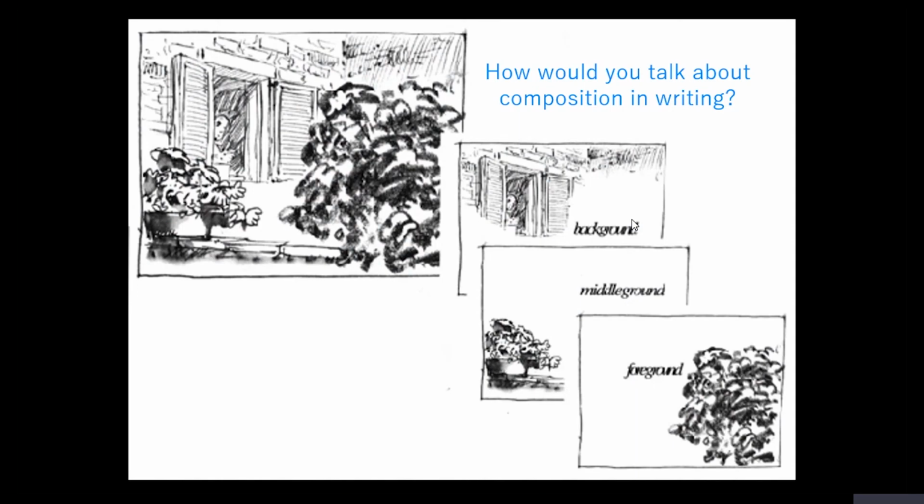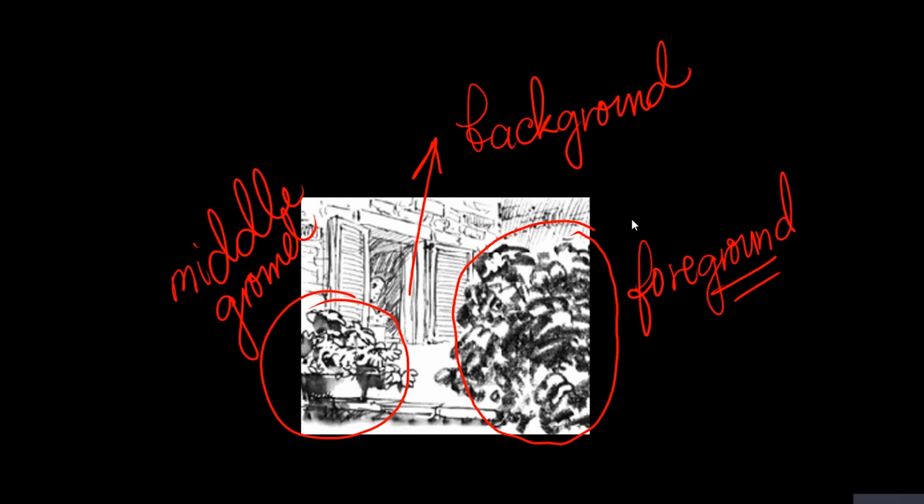So how would you talk about composition in writing? In this sketch, the tree or the bush on the right side of the composition is the foreground. The potted plant is located in the middle ground, and the house structure is in the background.